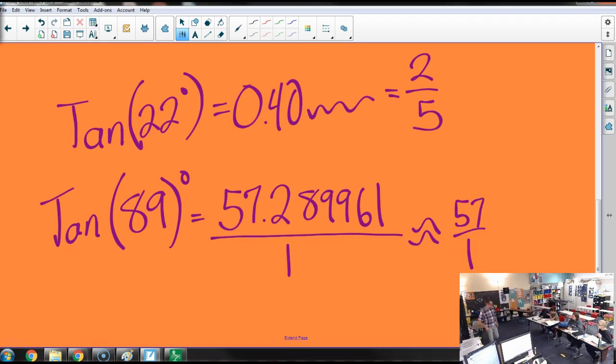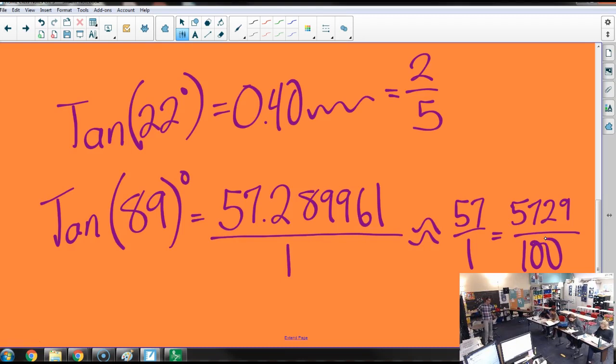But more accurately than that is the value of 5,729, if we round right at that second decimal place, over 100. Because this is the same, right? Just multiply the top and bottom by 100. So those are actually the same ratios, except this one is a bit more accurate.